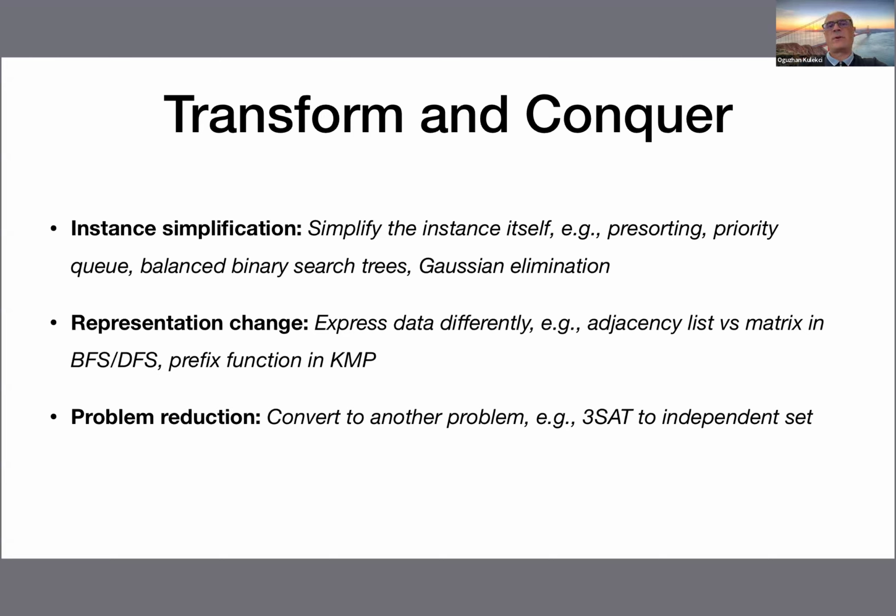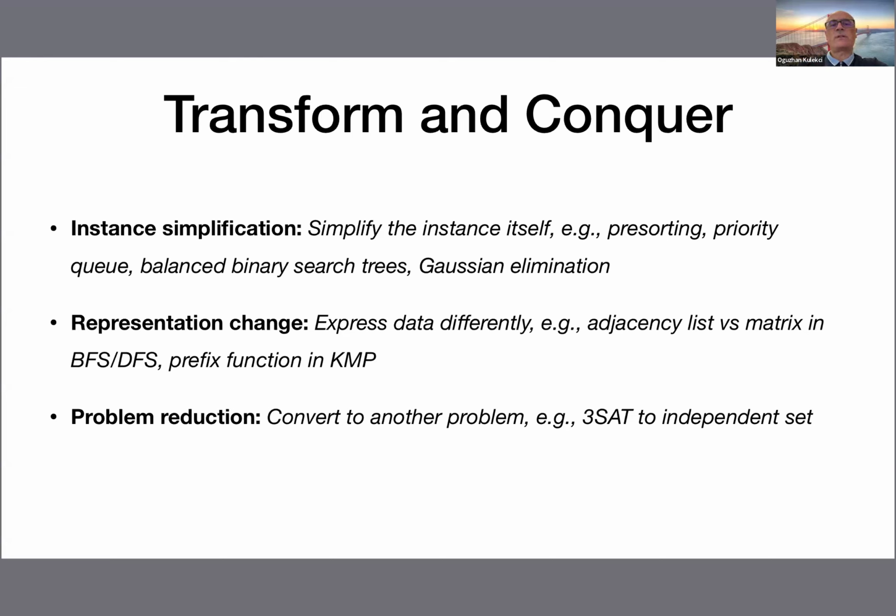Another good example for the representation change might be the KMP algorithm, right? So you remember the Knuth-Morris-Pratt algorithm we studied in the class, right? With that algorithm, you are representing your input pattern with a different representation. The prefix function that you use in the KMP is making a representation change. So that is an example of the second type of transformations.